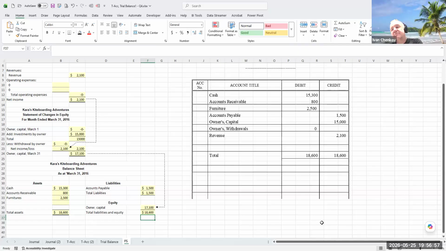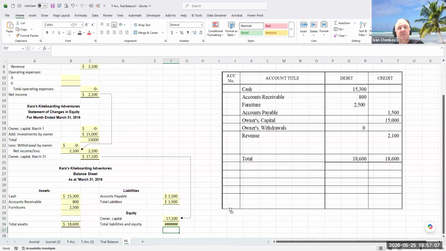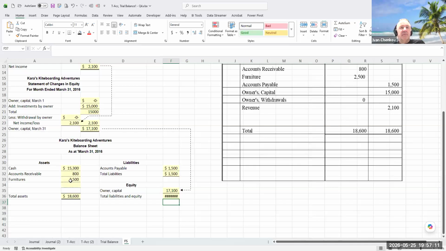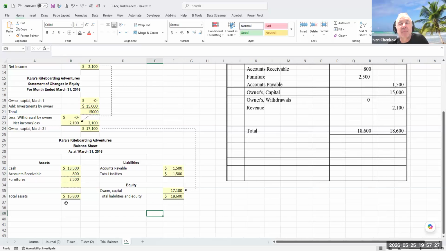Now, let me show you the transposition error. In this case, we are in balance. We are all good. But what's going to happen if we make a transposition error? For example, instead of 15,300, I accidentally typed 13,500. Now what's going to happen? Now I have a discrepancy.